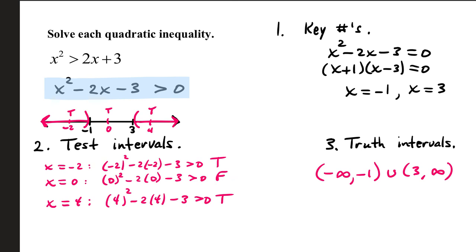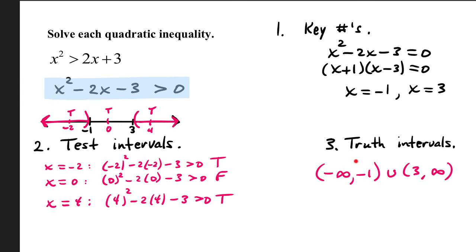That's false. And then finally, I picked 4 to test the third interval. 4 squared minus 2 times 4, that's 16 minus 8 minus 3. That is greater than 0, so true. The first and third intervals contain all the good values of x that will satisfy the problem.